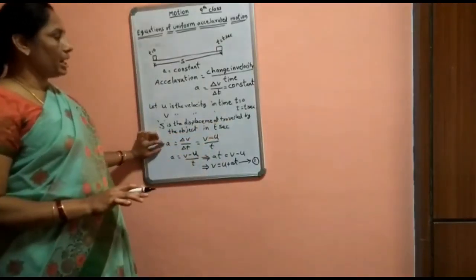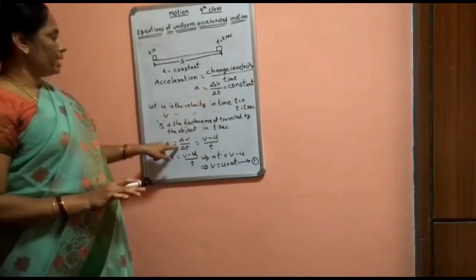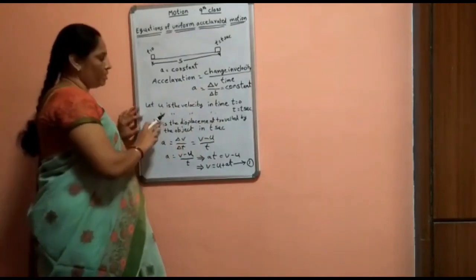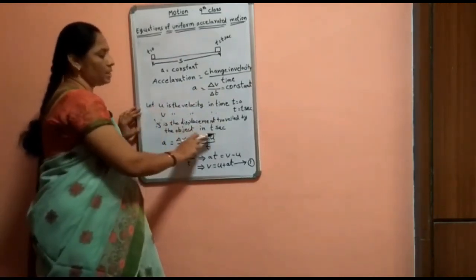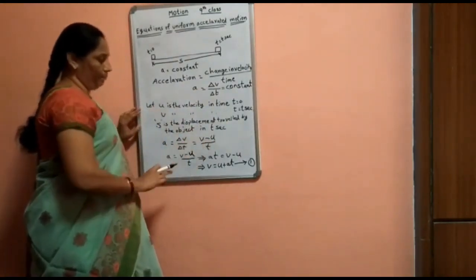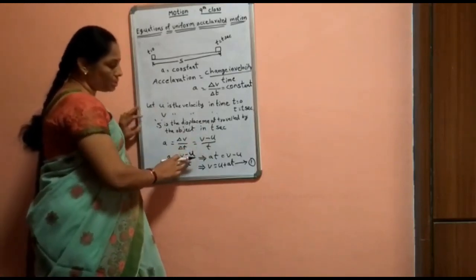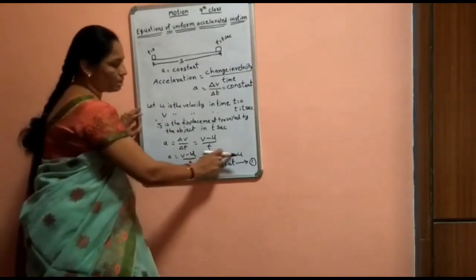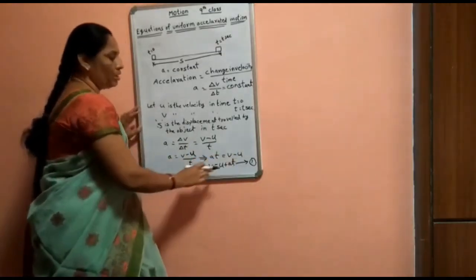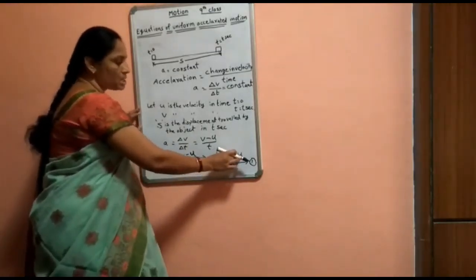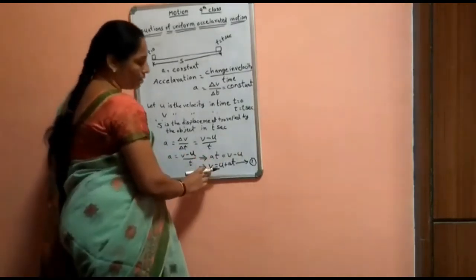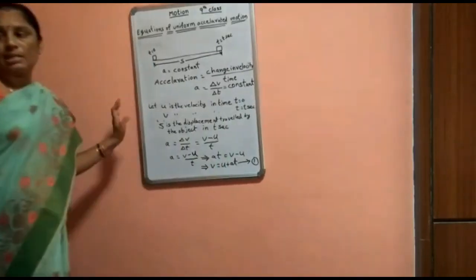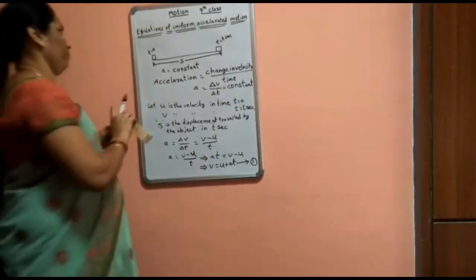So acceleration a is equal to delta v by delta t. Here delta v means change in velocity, so final velocity minus initial velocity by time. So a is equal to v minus u by t. That implies a into t is equal to v minus u. When we take this minus u to this side, then v is equal to u plus at. This is equation 1.